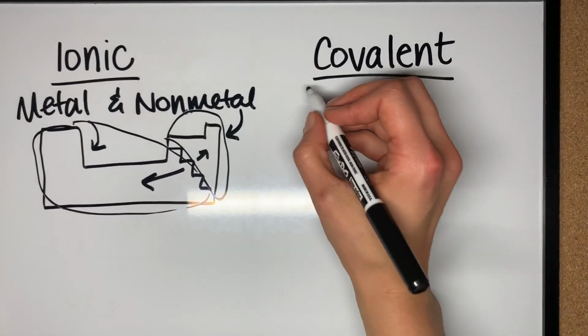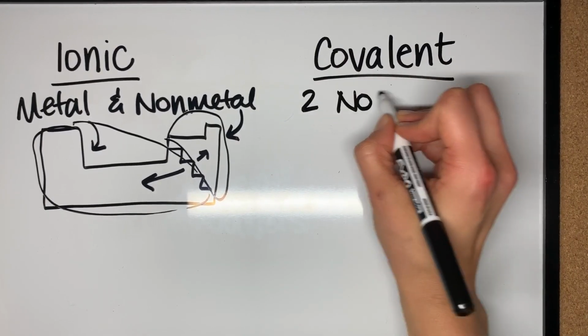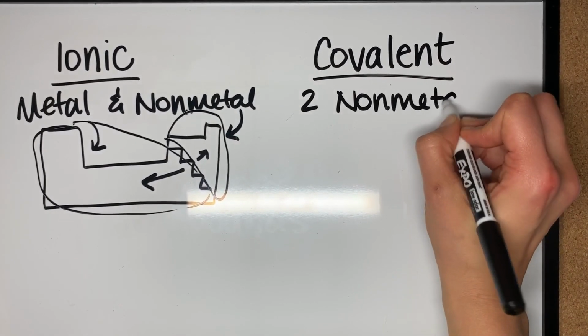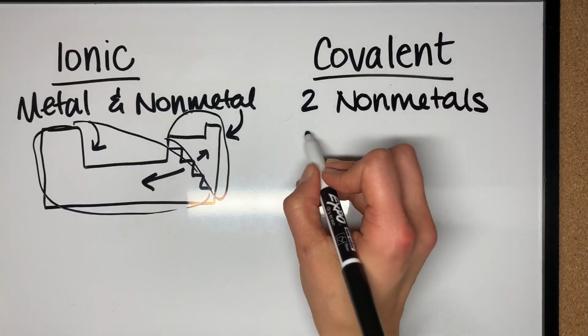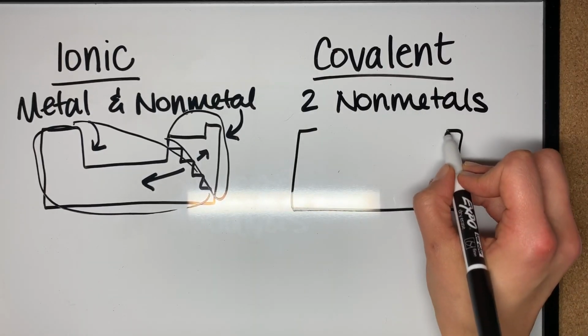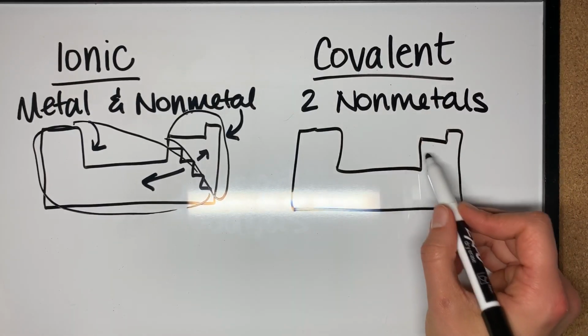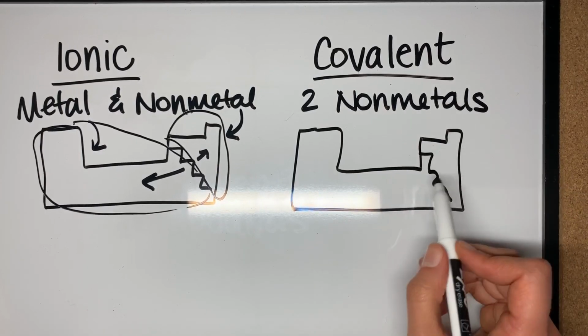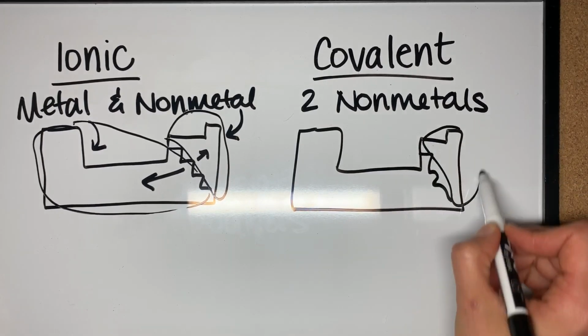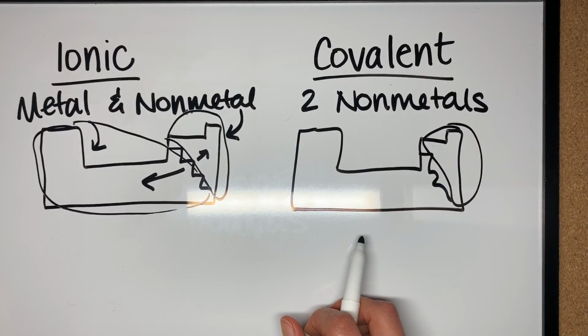Whereas a covalent bond is going to be two nonmetals bonded together. So again, if we draw the periodic table and we have our staircase, it's going to be two elements from this region of your periodic table.